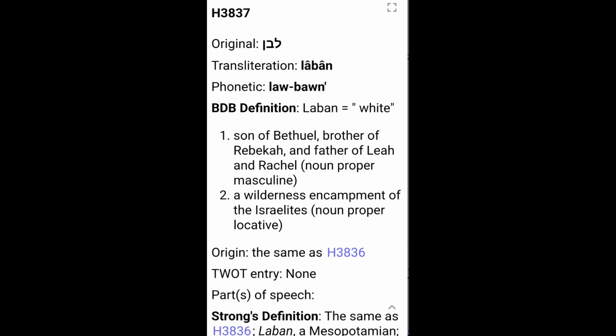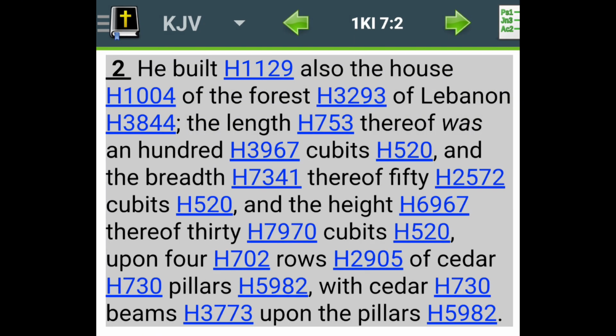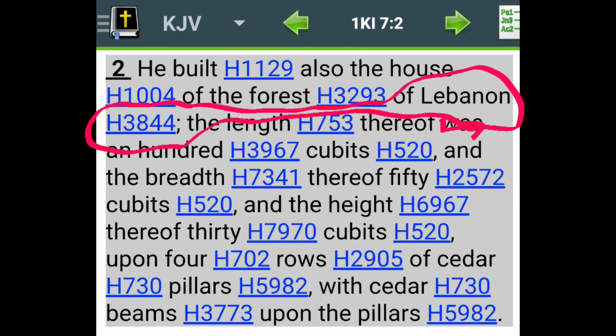And I'm reading in another part of the Bible in 1 Kings chapter 7 about when Solomon is building the temple. And in 1 Kings chapter 7 verse 1 it says, "But Solomon was building his own house 13 years, and he finished all his house. He built also the house of the forest of Lebanon." Now, that was a curious word, and so I wanted to look up the word Lebanon.